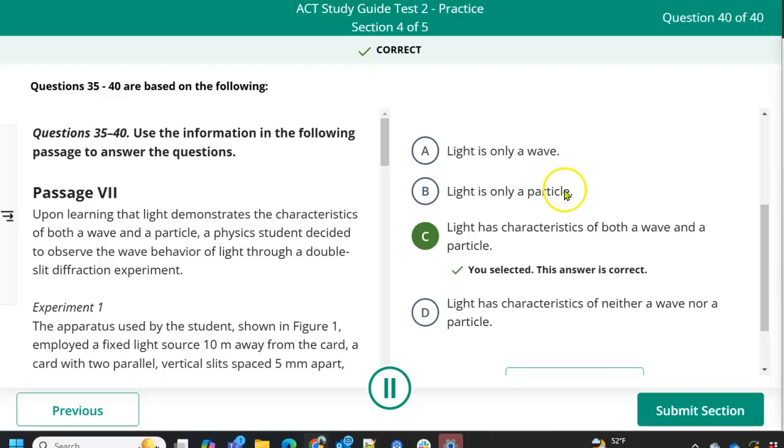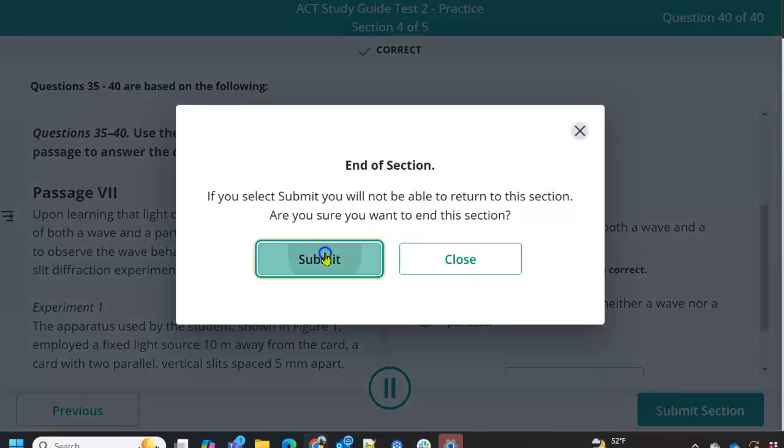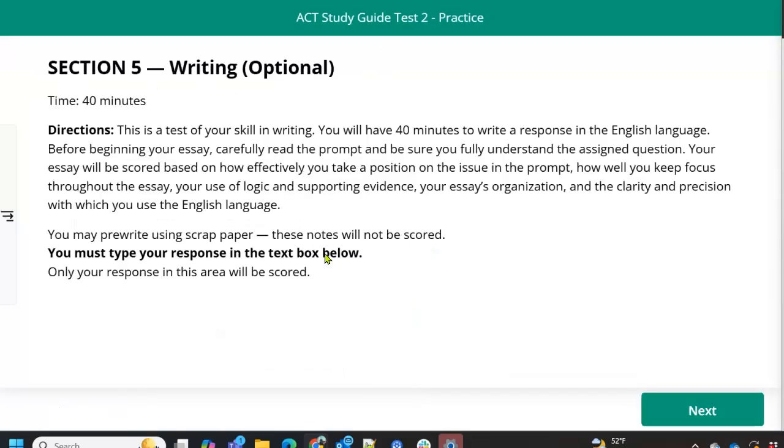All right, that is number 40. We're going to submit this. I don't think anything happens when we submit it. I don't think we get a score or anything.